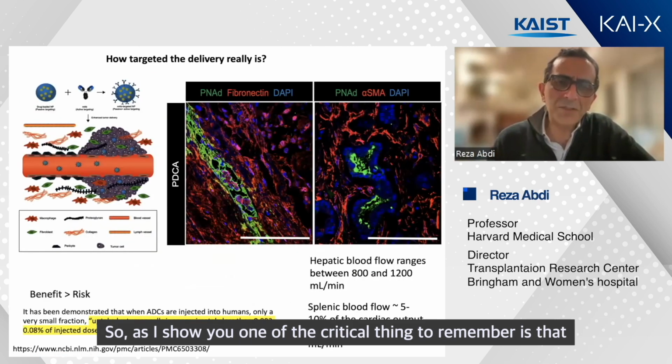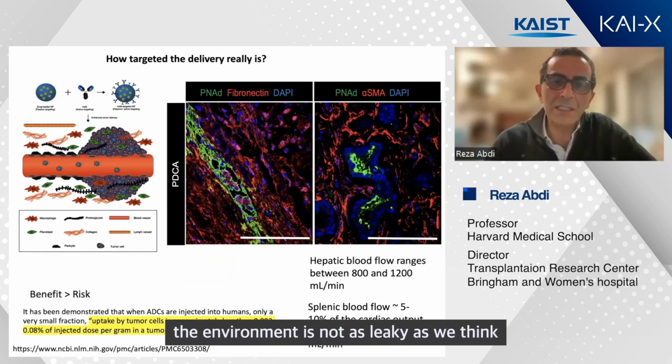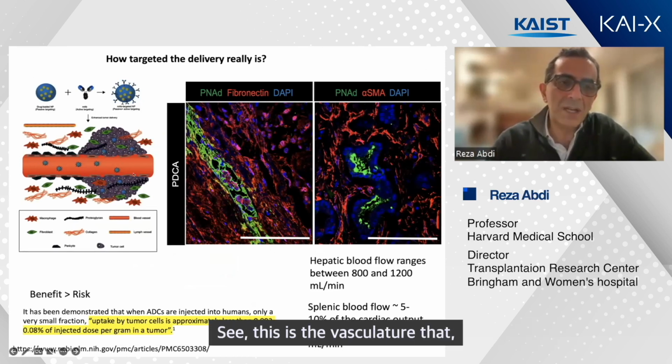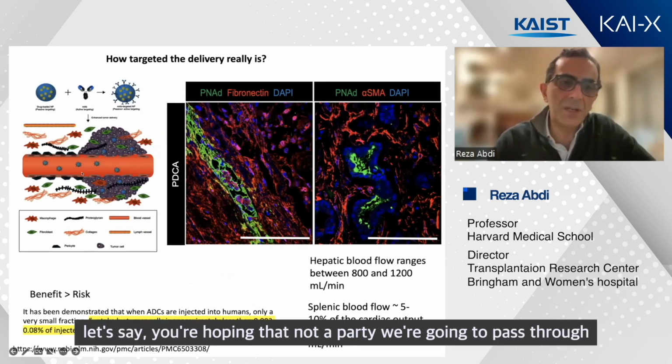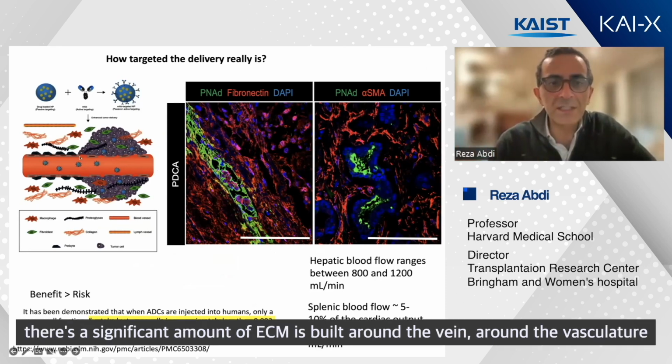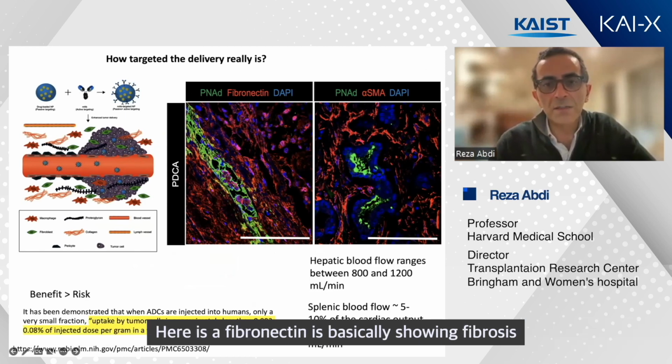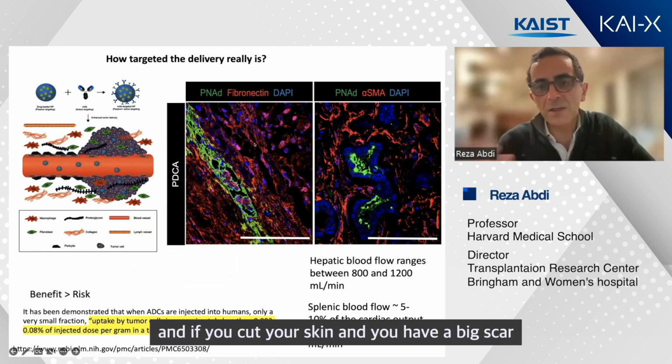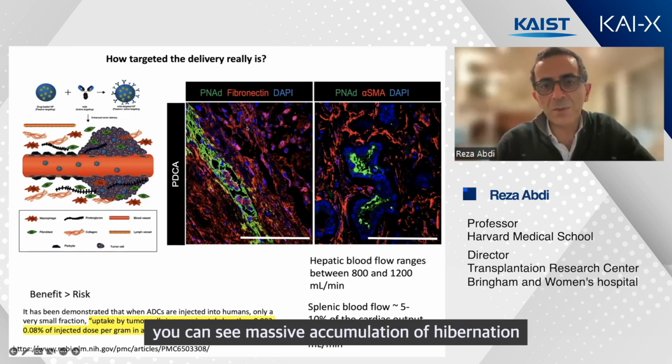As I show you, one of the critical things to remember is that the environment is not as leaky as we think. This is the vasculature that you're hoping the nanoparticle is going to pass through. In the case of a tumor, or in the case of a transplanted organ, there's a significant amount of ECM built around the vein, around the vasculature. Here is fibronectin, which basically shows fibrosis. If you cut your skin and have a big scar, you're going to see massive accumulation of fibronectin.